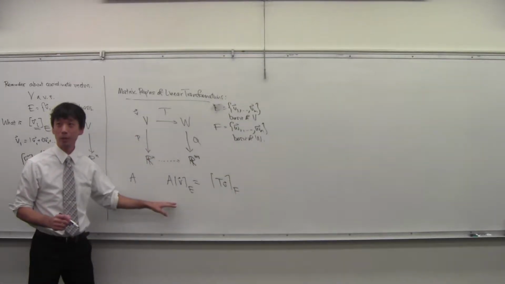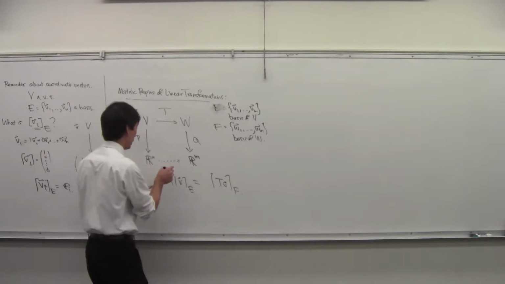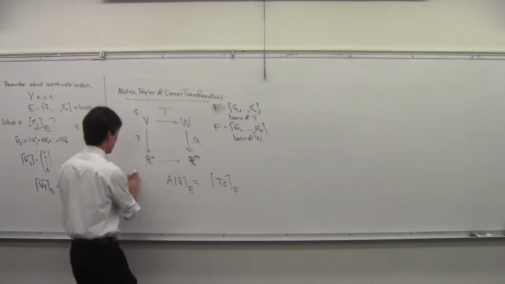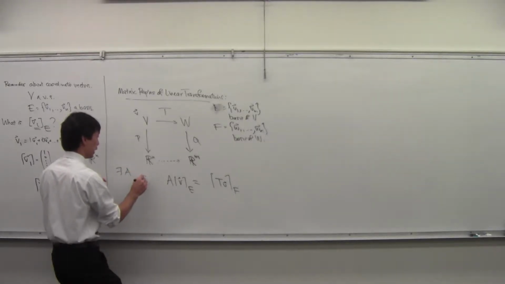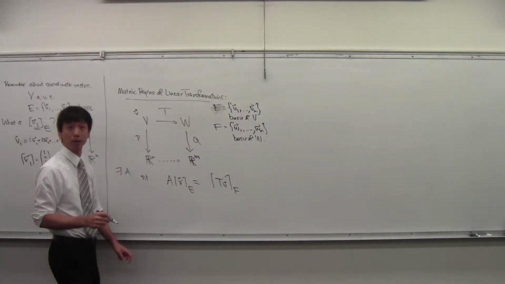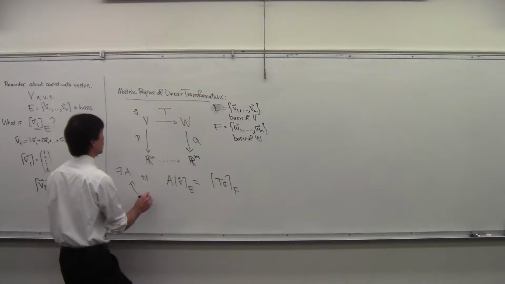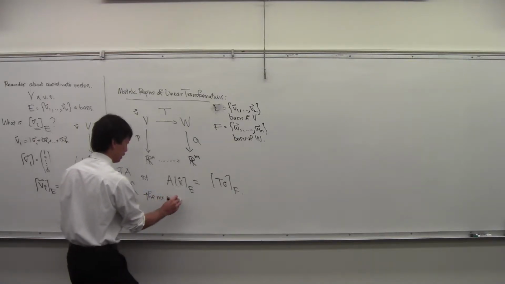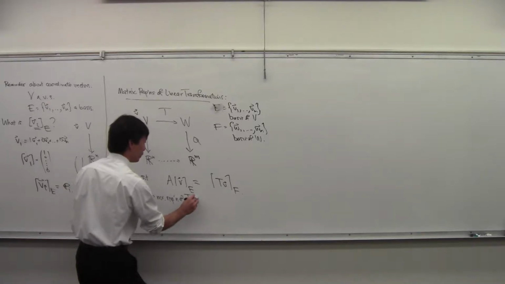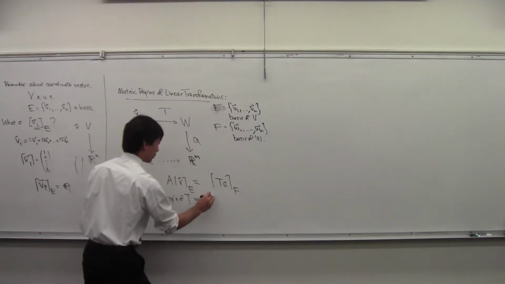Okay, so there exists an A such that this happens. And this guy is called the matrix representation of T with respect to E and F.